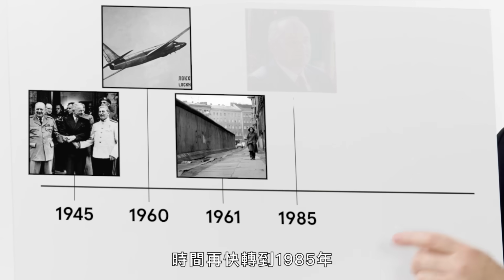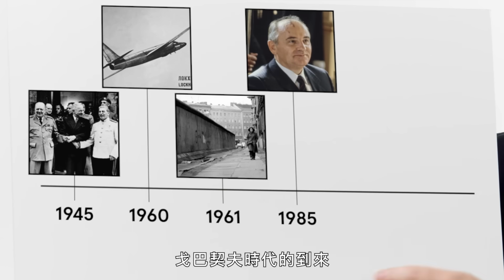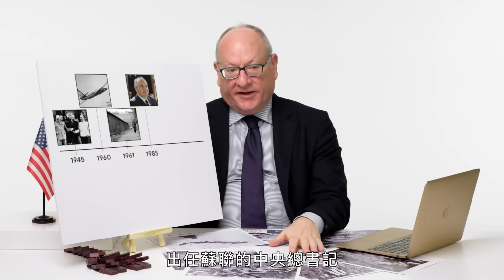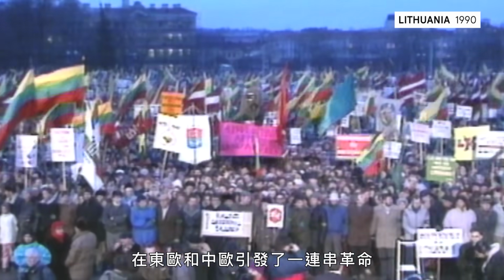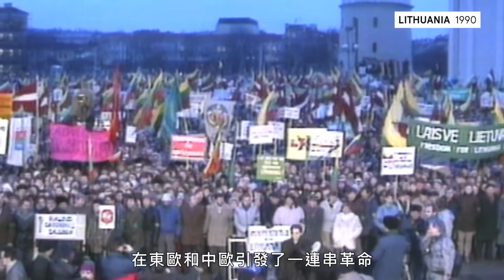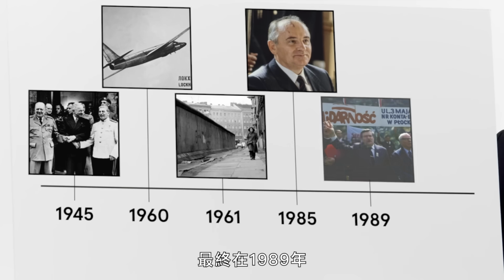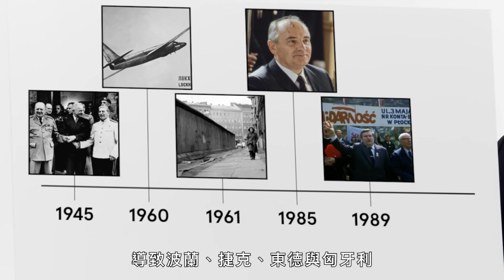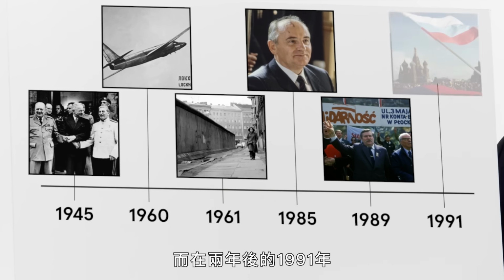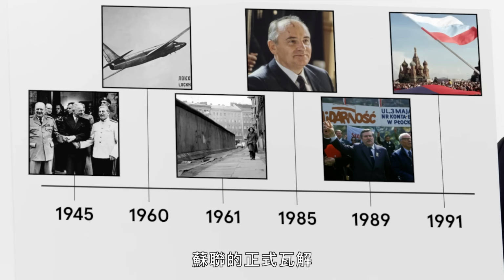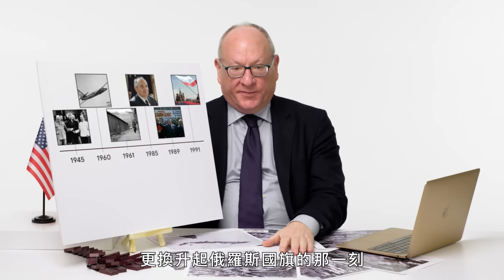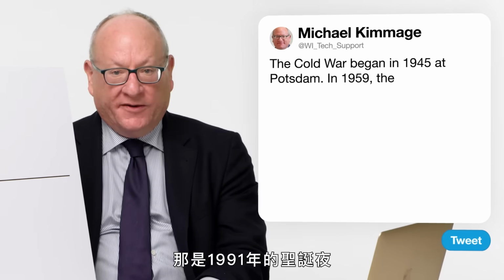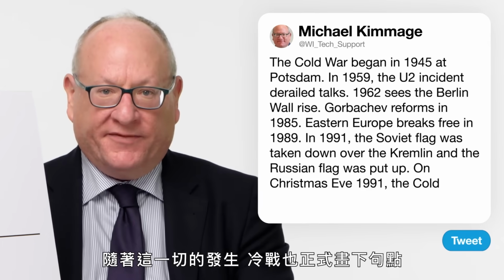Let's fast forward all the way to 1985. That's the arrival of Mikhail Gorbachev as the General Secretary of the Soviet Union. Gorbachev is a reformer that sets in motion a series of revolutions in Eastern and Central Europe. They culminate in 1989 when Poland, Czechoslovakia, East Germany, and Hungary break free from Soviet control. Two years later, 1991, the Soviet Union itself collapses when the Soviet flag is taken down over the Kremlin and the Russian flag is put up. That's on Christmas Eve, 1991. And with that, the Cold War is definitely over.